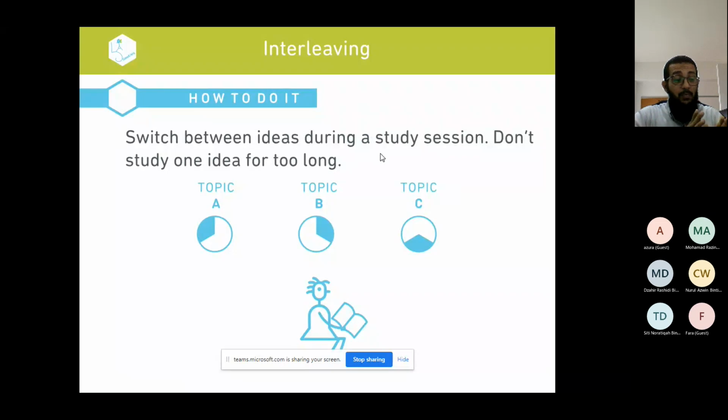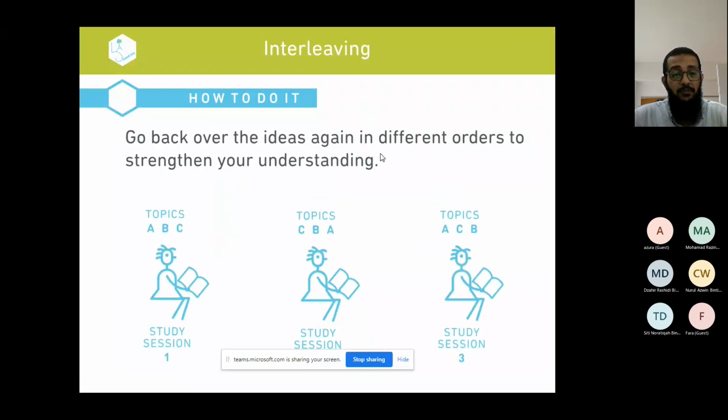Switching is not happening every 50 minutes. You have to have enough time to understand the point of this subject first. After you finish it, then you move to the next subject. So don't switch before finishing the understanding of this one subject.